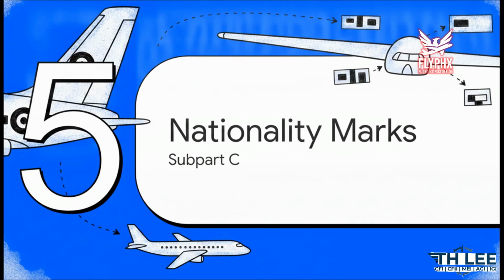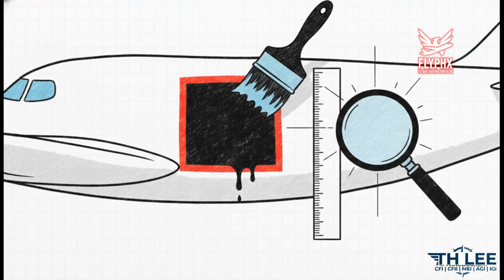Section 5, Nationality and Registration Marks. This brings us to Subpart C, the exterior painted marks that announce your aircraft's identity to the entire world. Sections 45.21 and 45.23 set an unyielding standard. These marks must be painted or affixed with similar permanence. There is absolutely zero room for artistic interpretation here. No fancy ornamentation, they must contrast sharply with the background, and they must be perfectly legible from a distance.